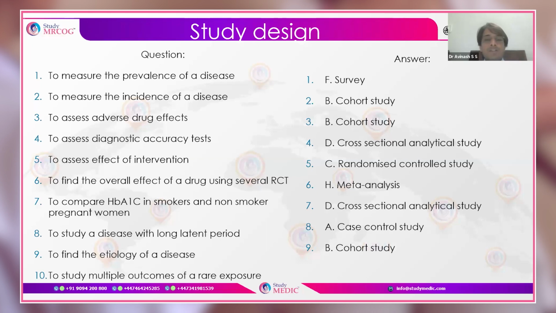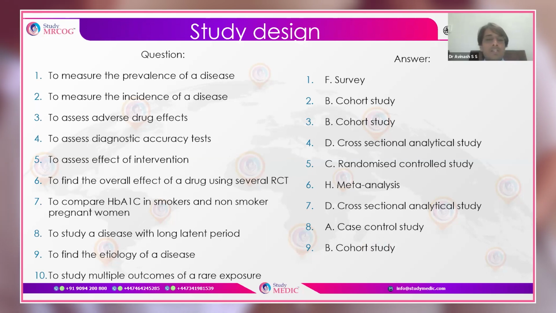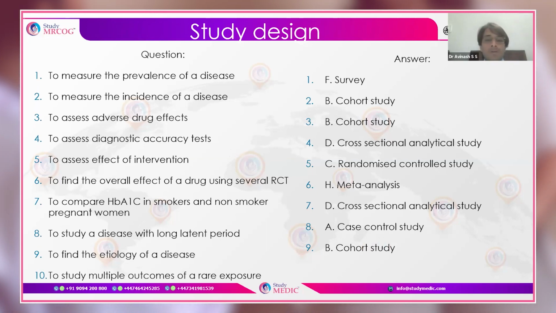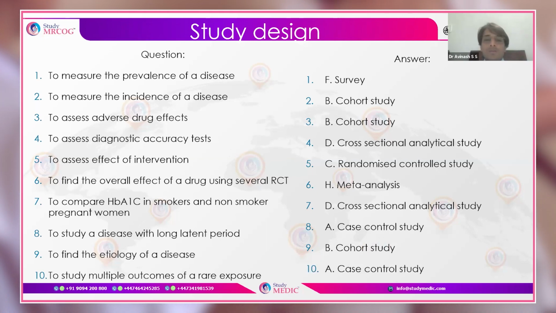To find the etiology of a disease, we need to follow them up to establish the temporality, and the best is the prospective cohort study design. And when we have to study multiple outcomes of a rare exposure, the rare exposure is selected and then followed up to see not one outcome but multiple outcomes. For example, those who are exposed to a radiological phenomenon, who may develop skin cancer or testicular cancer or brain tumor, etc.